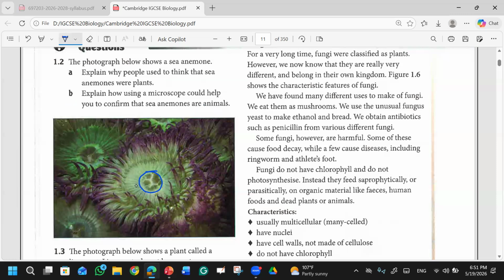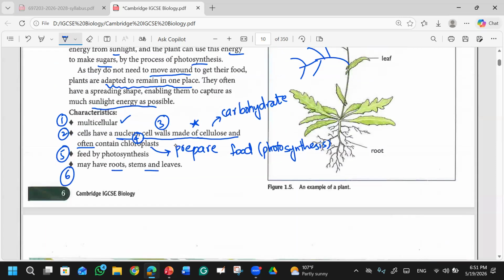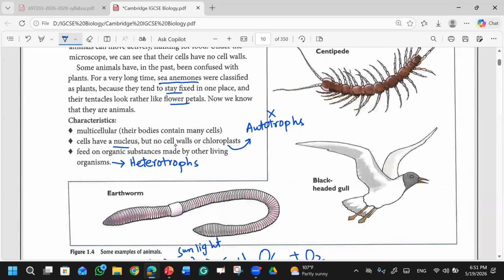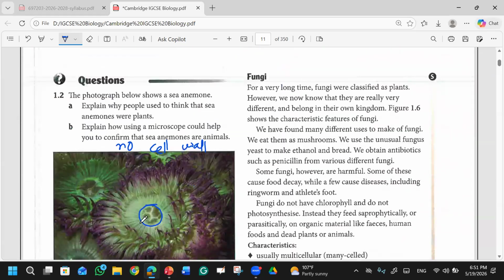Then cell wall. It does not have any cell wall. Cell wall is absent. Good. And one more thing we can discuss: they are heterotrophs, not autotrophs. That is why we can say that sea anemones are animals. We are confirmed that sea anemones are animals.